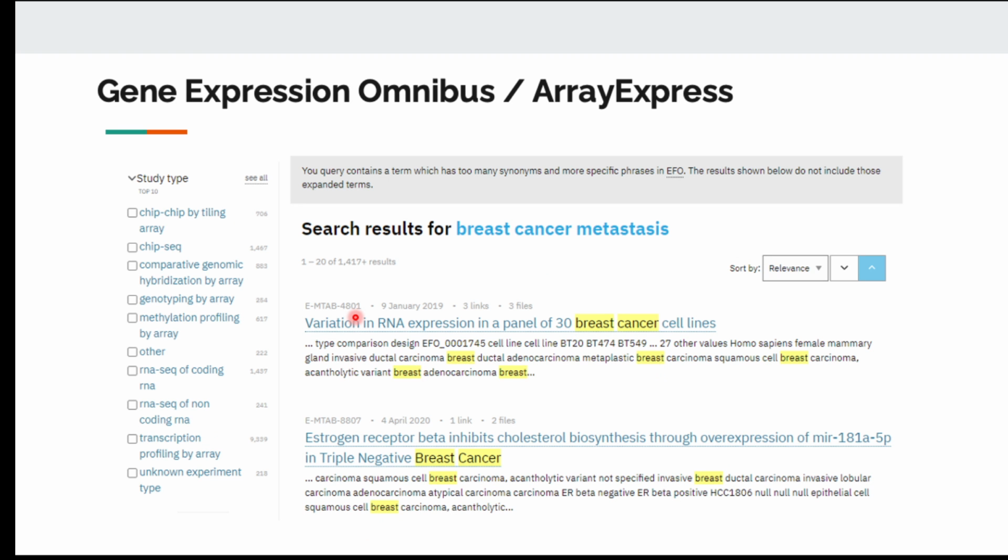Okay. If you want transcriptomic results, the gene expression data specifically, and you don't want the raw sequencing data, hopefully you want the table of gene expression, because that's easier to use. You can go to Gene Expression Omnibus and ArrayExpress. Gene Expression Omnibus is on NCBI in the US. ArrayExpress is in the EU. But both of them have the same function.